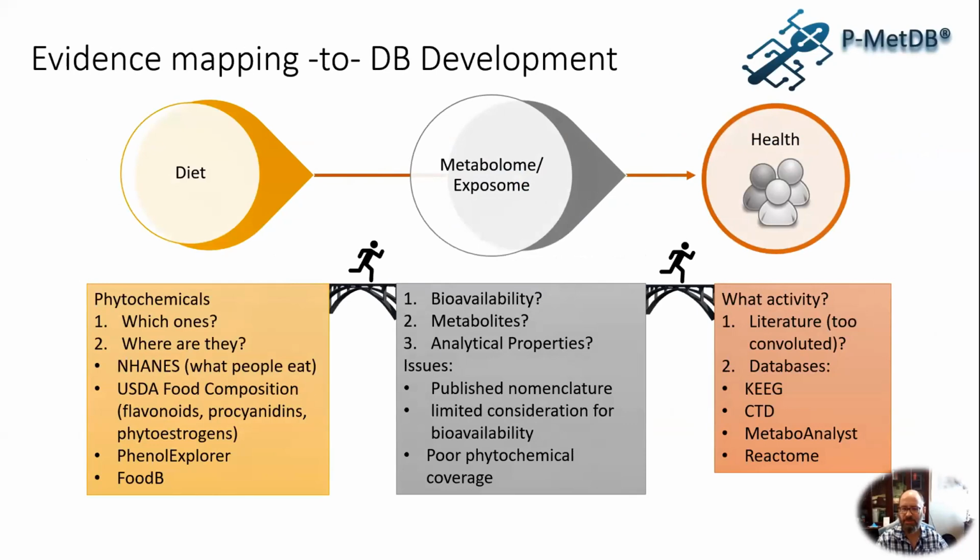So our evidence mapping was designed to develop initially a static database, which allowed us to move from what we can ascertain about dietary phytochemicals in the diet to their bioavailability, their metabolites, and their analytical properties, and ultimately then linking to health effects using various existing databases.